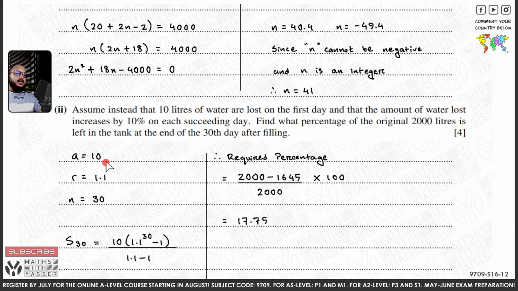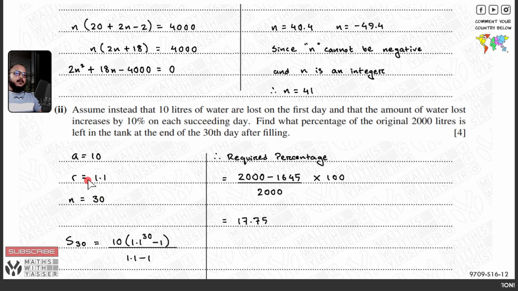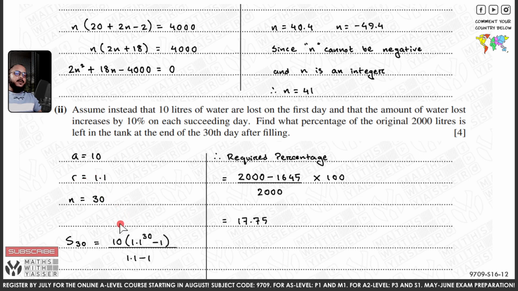So now the first term is 10, and since it increases by 10%, that means 100% plus 10% is 110%. That means in decimals it will be 1.1, and the term that they're talking about is 30. So n is 30, and we know that since r is greater than 1, we will be using the formula for the sum of 30 terms, which is a times r to the power n minus 1, because r is greater than 1.